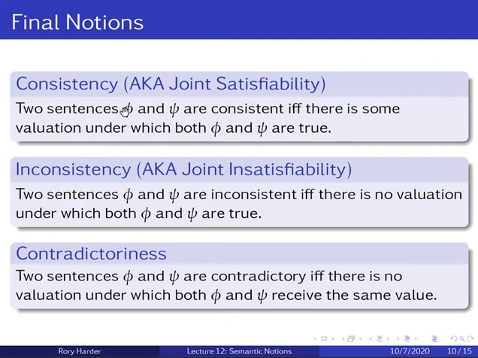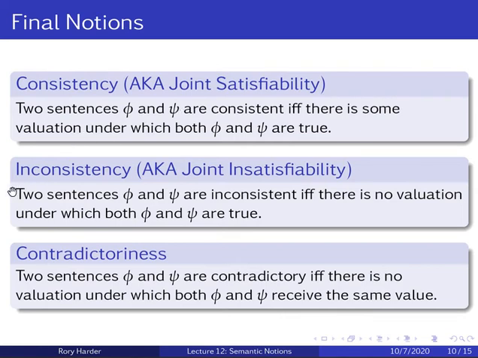So we say that two sentences, phi and psi, are consistent just in case there is some valuation under which both of them are true. In terms of truth tables, that means if we constructed a joint truth table for phi and psi, we would see that at least one of the rows was one in which, under the main connectives for both phi and psi, you had true. That is, there's some way of assigning truth values to the atomic sentences that makes both phi and psi true.